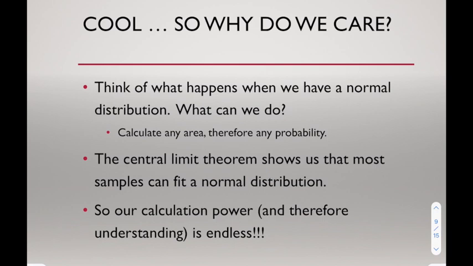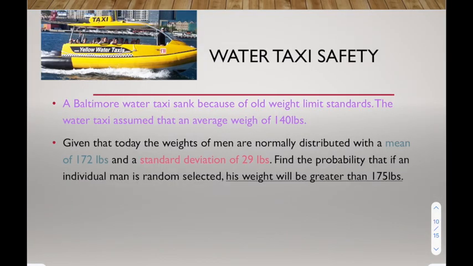And since all distributions will become normal if n's large enough, it means if n's large enough, we can use our normal methods to solve any problem. That means our calculation power becomes endless. So let's start getting into some actual examples.